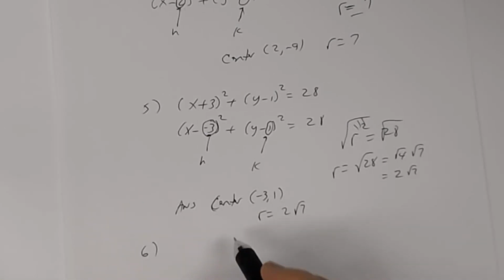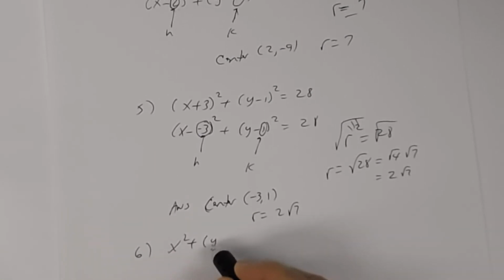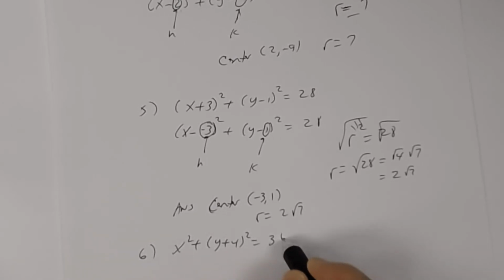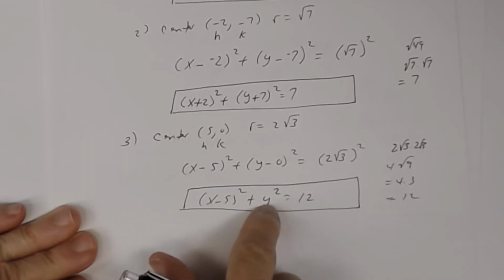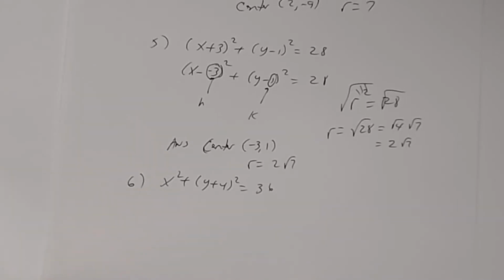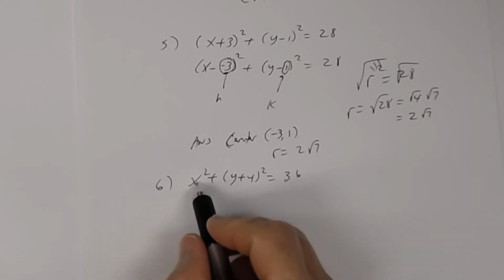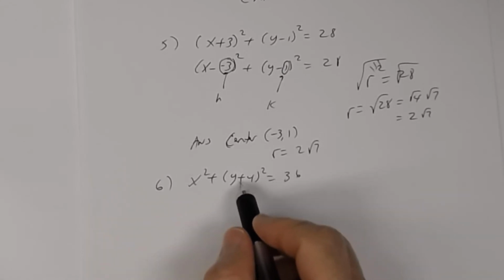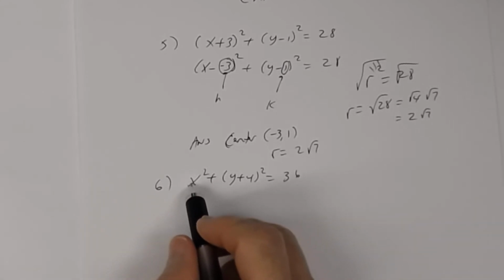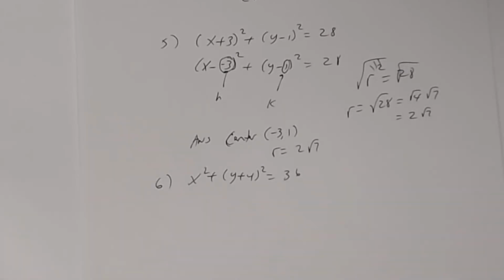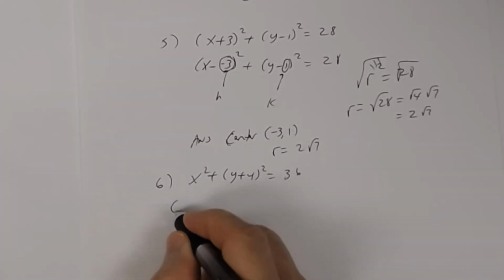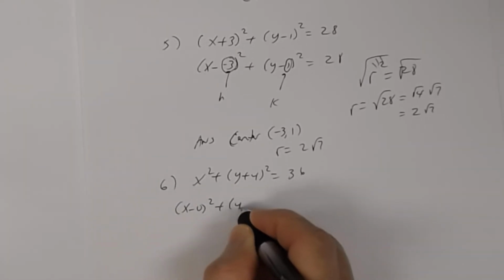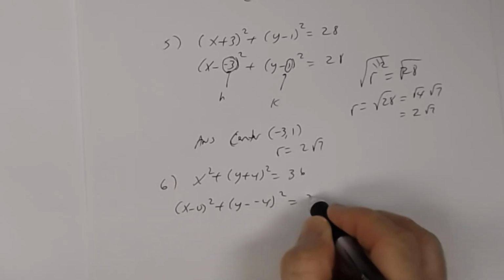Number 6, you have x squared plus y plus 4 squared equal 36. Now, I want to remind you about the one we did earlier that looked like this. See where we had y minus 0 squared is just y squared? That's the idea you're going to use with this one. So I want you to recognize, see this x squared and this right here. See, this is a binomial. This is not a binomial, but I can make it look like a binomial by just making it look like we did here, y minus 0. So I'm going to say x minus 0 squared plus y minus a negative 4 squared equal 36.